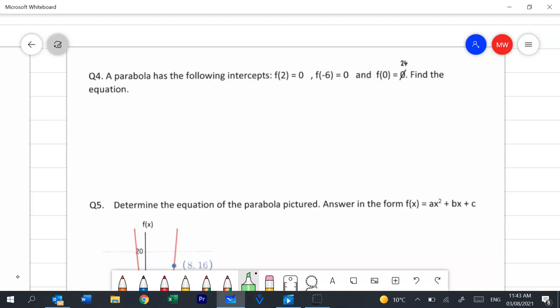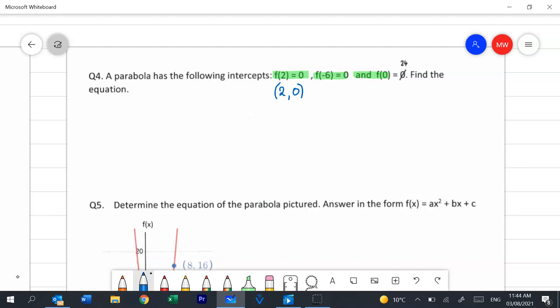This time we've got a parabola. And this time it's written in function form. So we've got this unusual format here, which is new to methods. And what this is basically saying is f(2) is, when x is 2, y is 0. So we can see that's an x-intercept.